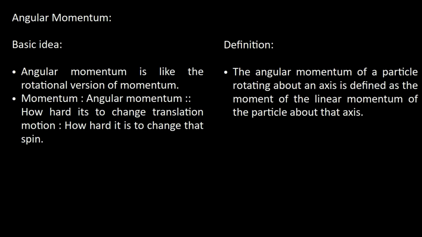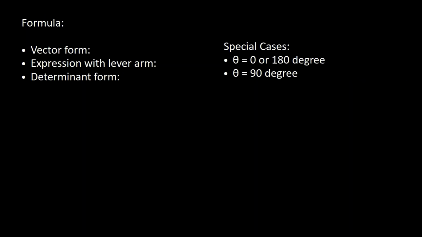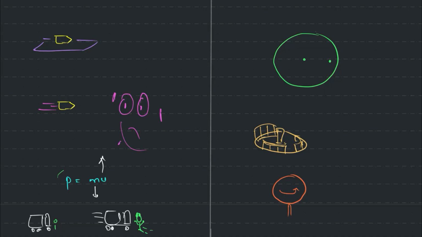Angular momentum is the rotational version of momentum. The angular momentum of a particle rotating about an axis is defined as the moment of the linear momentum of the particle about that axis. Let me explain. When it comes to the formula, you can write it in many forms. Let me start with the vector form.